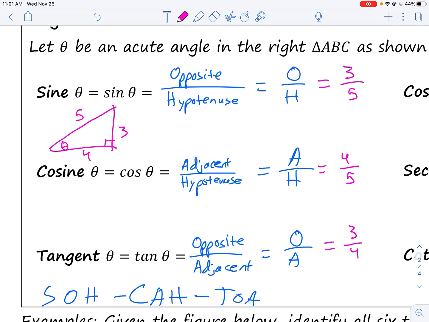Is it opposite over hypotenuse, or is it opposite over adjacent? Which one matches? That's something you want to memorize. Even though you can use your notes for now, you'll want to memorize it. It just makes things faster.